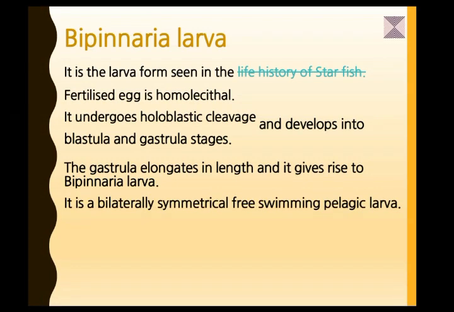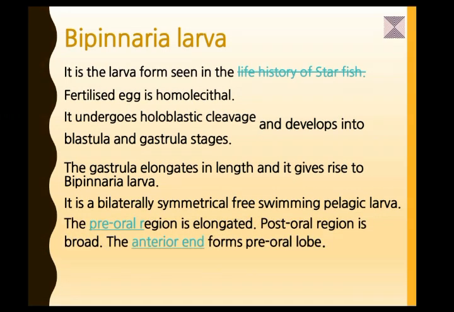Now this larva is formed, and it is a bilaterally symmetrical, free-swimming pelagic larva. It has ciliated bands, and it can swim to some extent in the water, so that's why it is a free swimming stage. The pre-oral region is elongated in this particular larval form, and the post-oral region is quite broad as compared to the pre-oral region. The anterior end forms the pre-oral lobe. So this is the overall structure of the Bipinnaria larva.